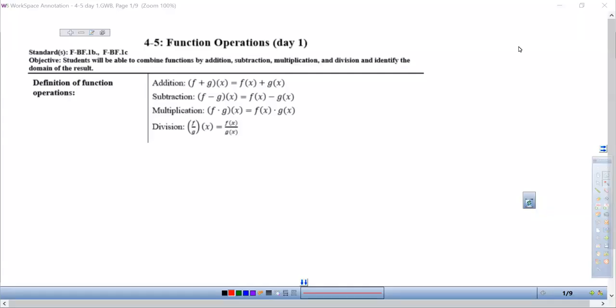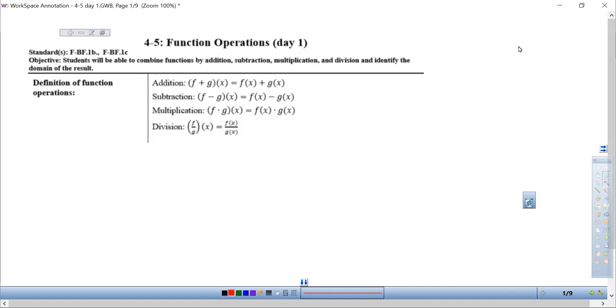Okay, so for 4-5 day 1 function operations, we're going to combine functions by addition, subtraction, multiplication, and division, and identify the domain of the result. We're only going to do that specifically when we're dividing, because that's when the domain is something other than all real numbers. So you'll see two different types of notation.